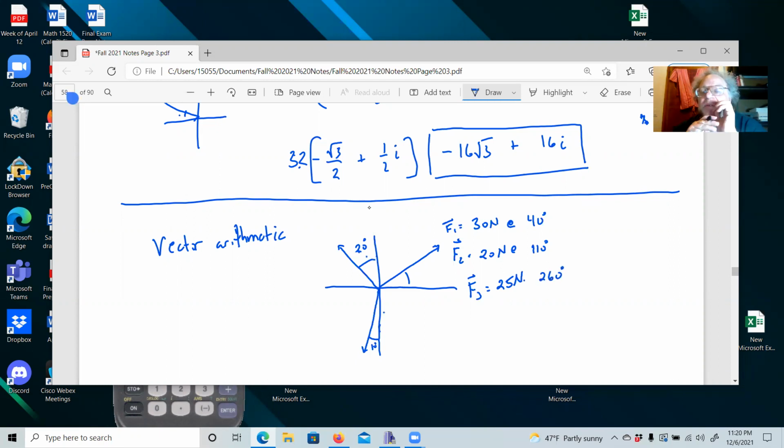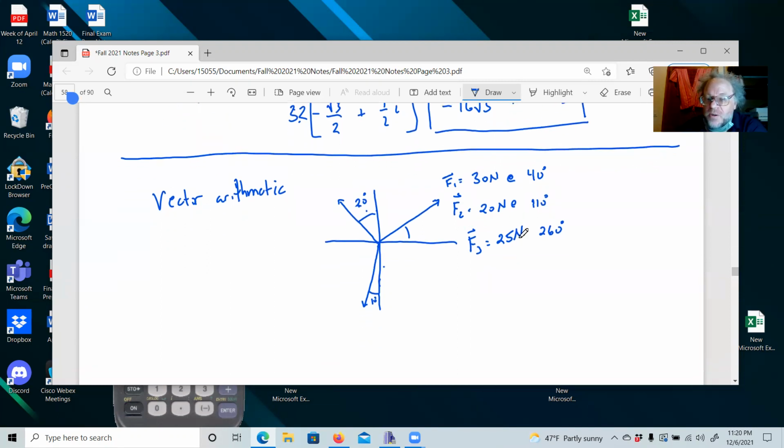Okay, so just be really careful because I know that the problem they gave you is not in the standard orientation for angles. You're going to have to make some adjustments. So what we're going to do is write this in component form.